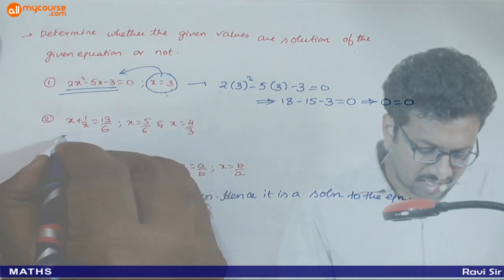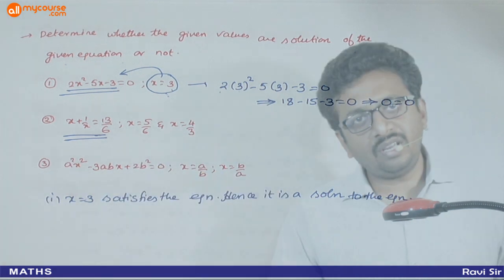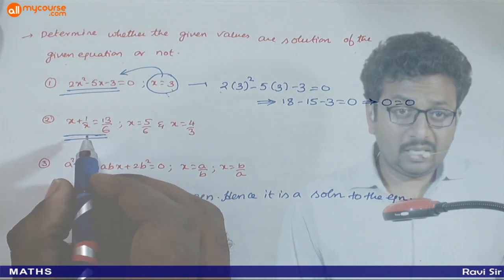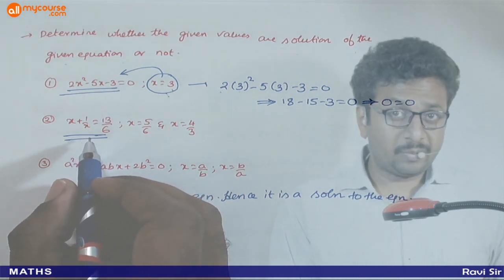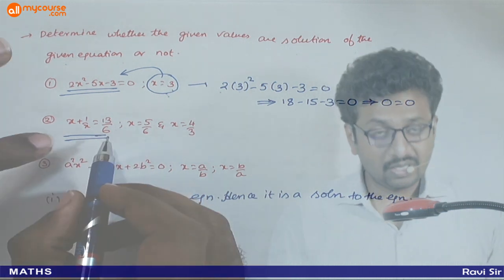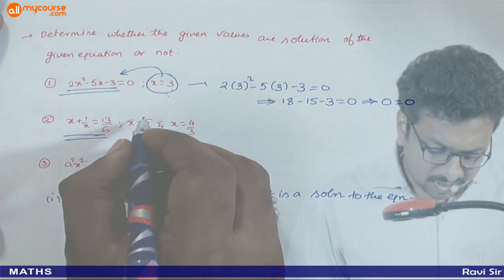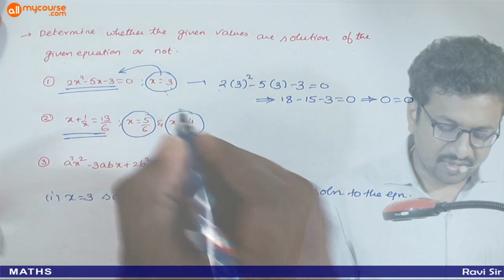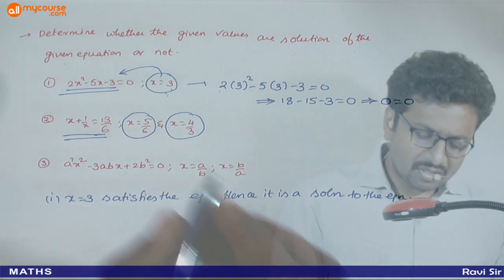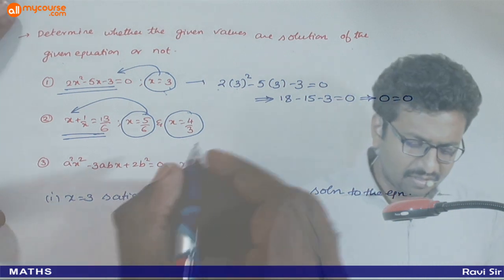Next, let us take x plus 1 by x is equal to 13 by 6. 5 by 6 and 4 by 3, you are asked to check. You can see that from the previous example, this is a type of equation which can be converted to quadratic. This is not a quadratic as such, but this can be converted. So now you have two values of the variable. You have to check whether these are solutions to this. Just substituting in place of x will do the job. You just need to substitute this.